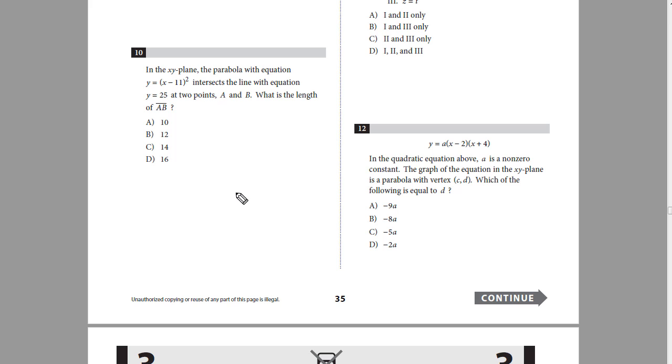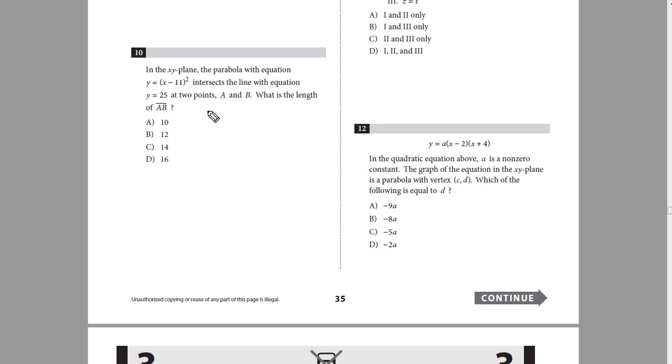Question number 10. In the xy plane, the parabola with equation y is equal to (x minus 11) whole square intersects the line with equation y is equal to 25 at 2 points, A and B. What is the length of AB?